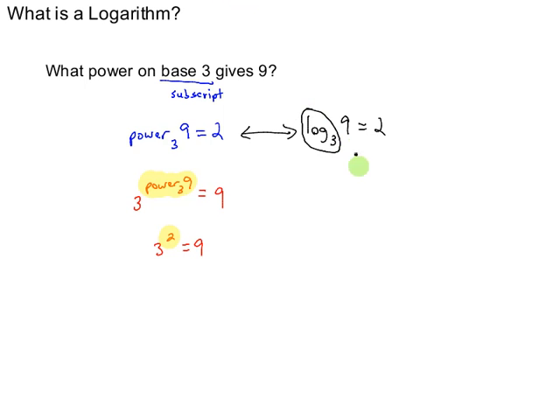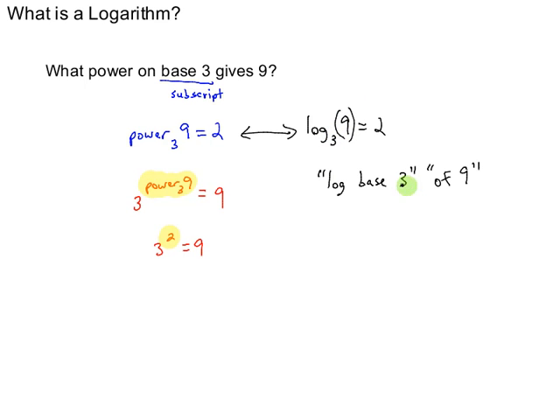Okay, so how do you read this? We don't say the power on 3 to get 9. We say, now in this notation, log base 3, that's the function part, of 9. So it's like f of 9. So you might have, let me get rid of this circle here. It's like log base 3, that's your function, of 9.